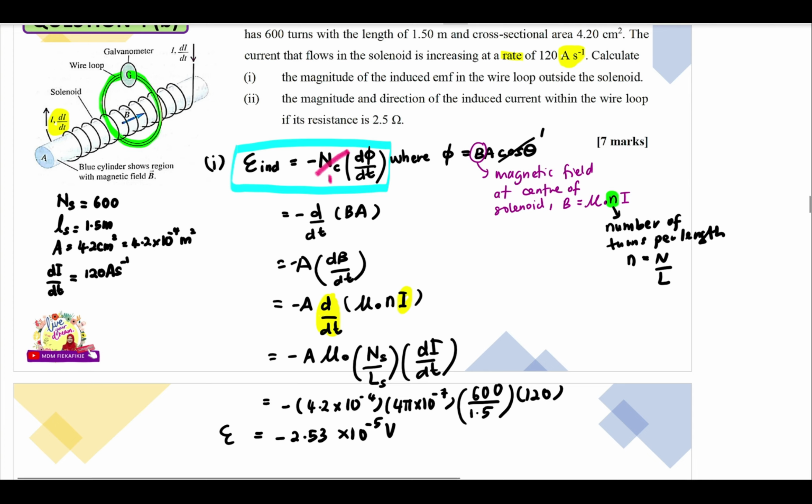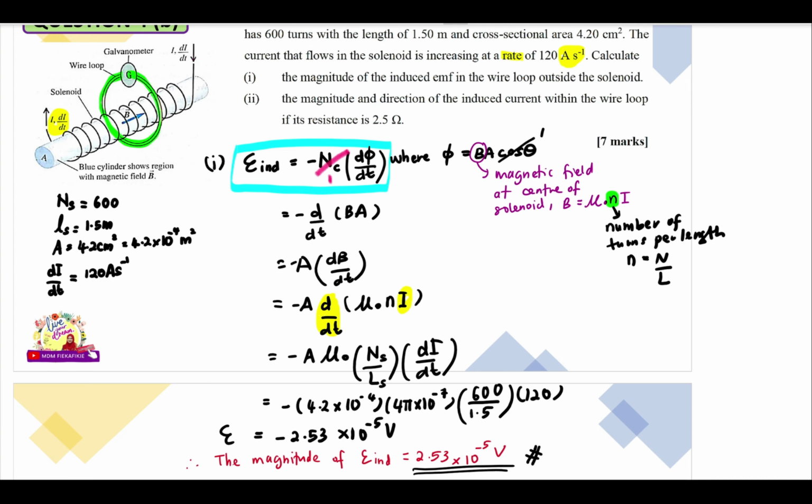Okay, since the current is increasing, the dI over dt is increasing, that means the magnetic field also increasing. So the induced EMF would be opposite direction as the direction of the original current tadi. Okay, and then kita boleh tulis lah. Saya boleh tulis kat sini, therefore, the magnitude of the induced EMF is equal to 2.53 times 10 power of negative 5 volt. Okay, kita buat ayat sikit lah kat bawah ni. Kita bagi tahu magnitude dia berapa.